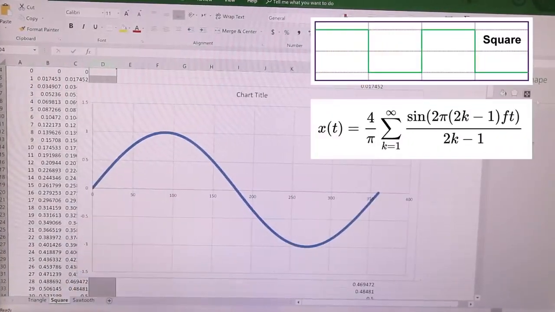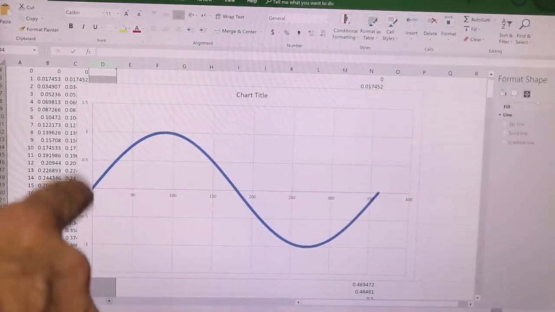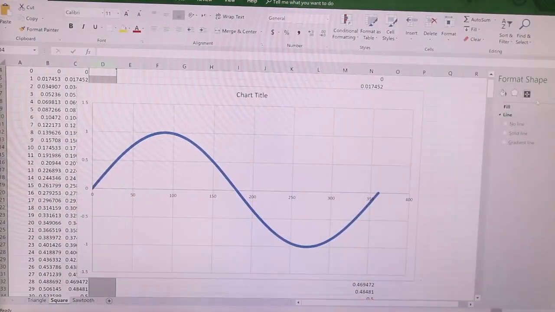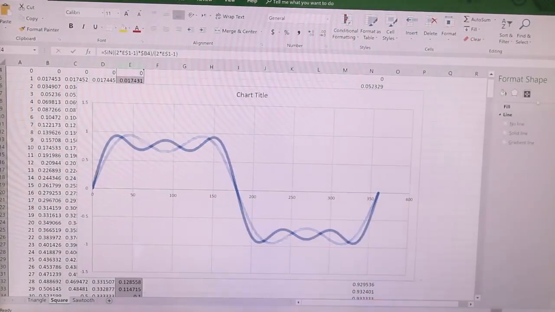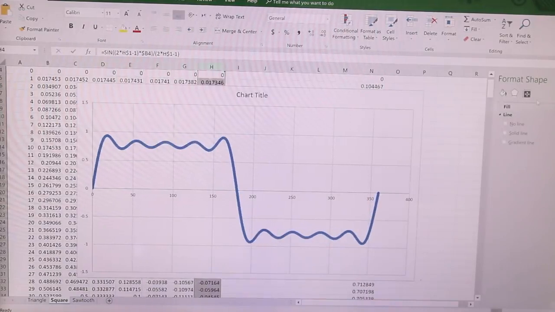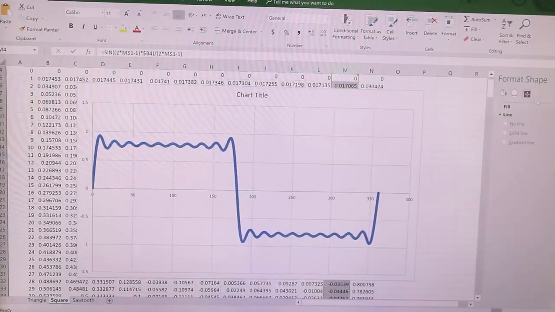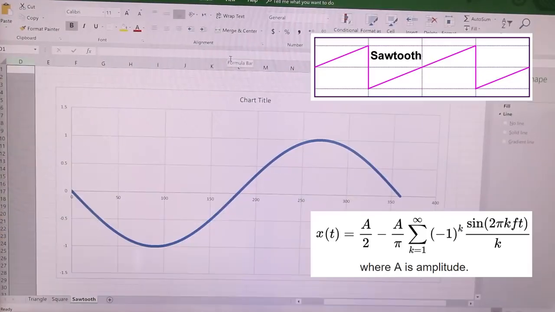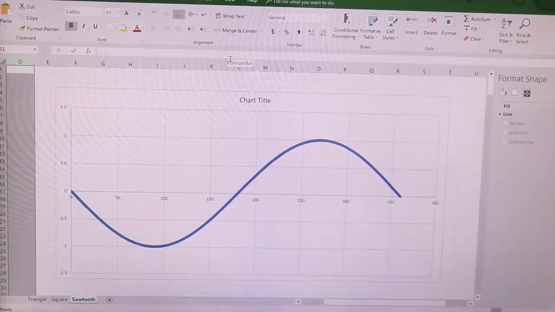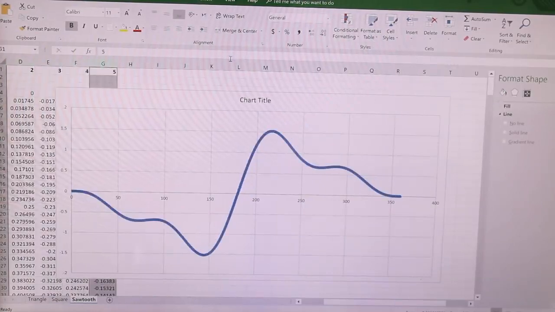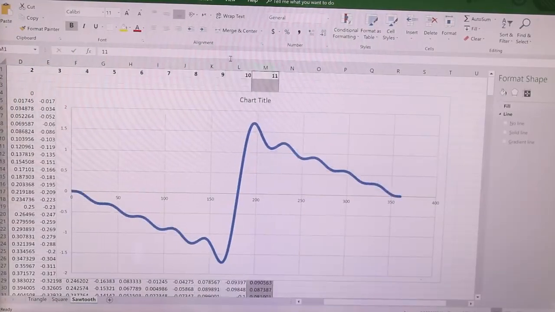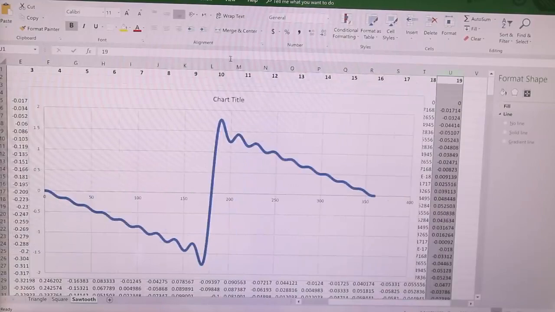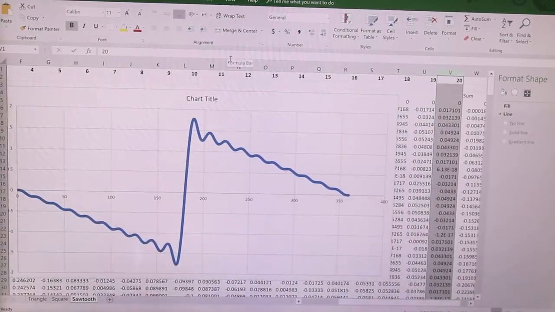For the square wave, we have a different series formula, and again I start from the main sine wave and add the next one, and the next one. The more I can add, the more square it gets. And here is the one for the sawtooth, and I add the next one, and the next one. Yeah, and that's as far as I like to go.